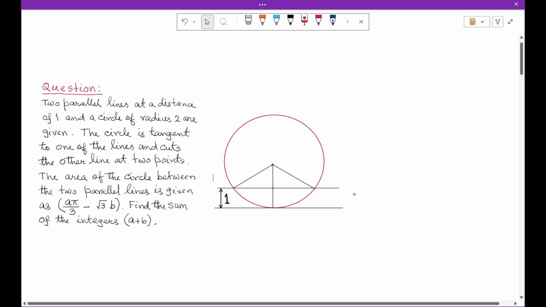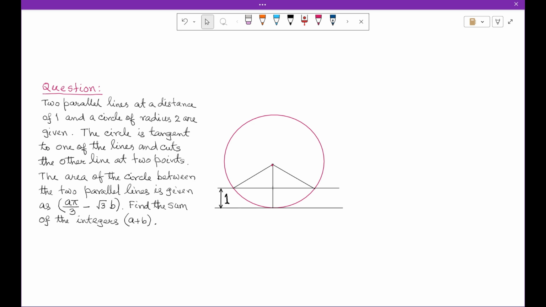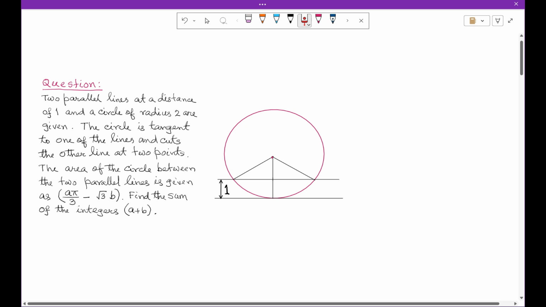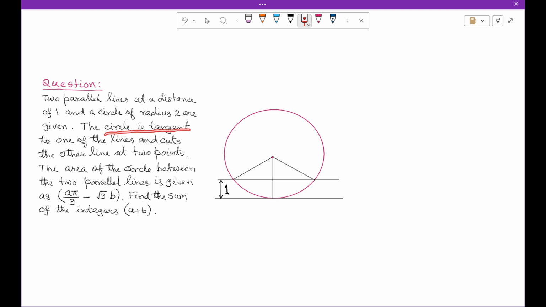Two parallel lines at a distance of 1 and a circle of radius 2 are given. The circle is tangent to one of the lines and cuts the other line at 2 points. The area of the circle between the two parallel lines is given as a pi divided by 3 minus square root of 3 multiplied by b. Find the sum of the integers a plus b.